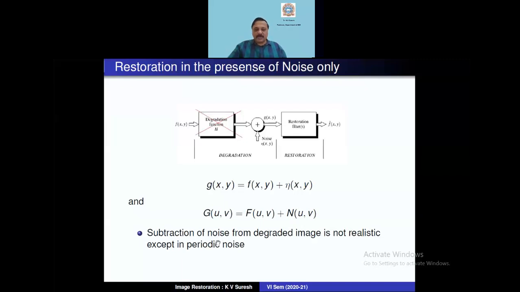So it looks like subtracting. For example, if I want the original image f, it is easy to find capital F here. How can I do it? I'll take this to the other side. So it is G minus N, thereby it is F. So if I subtract noise from the degraded image, I will get the original image. This looks very simple, but this is true only in the case of periodic noise. For other types of noise I cannot directly use this formula, because first of all this is not an easy thing.